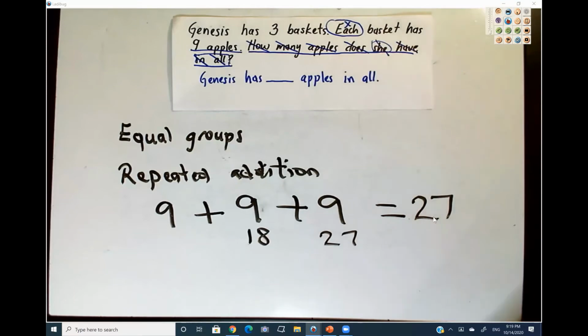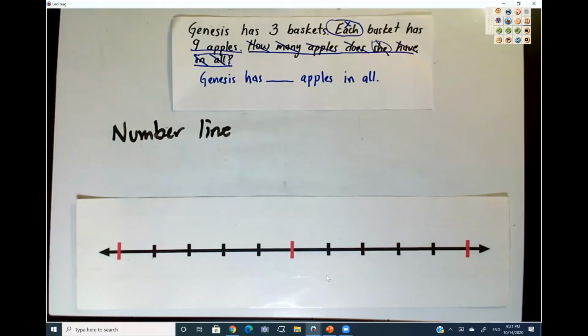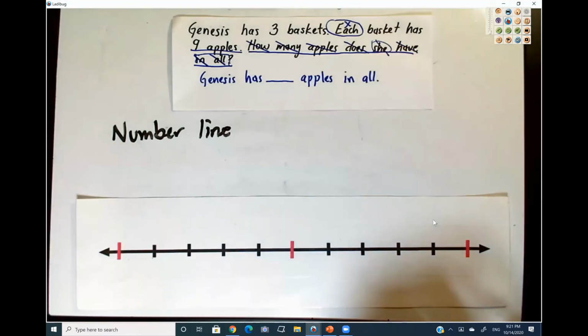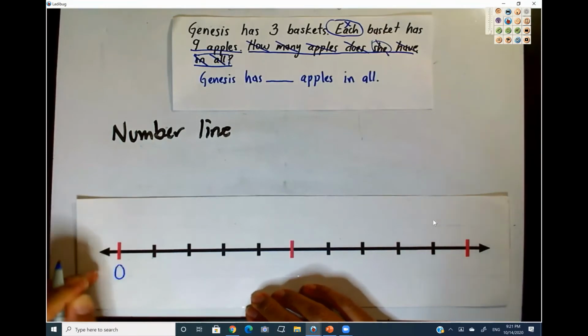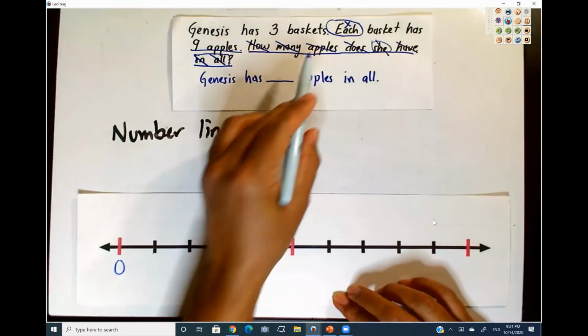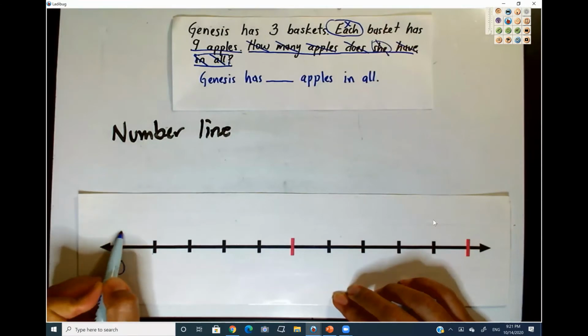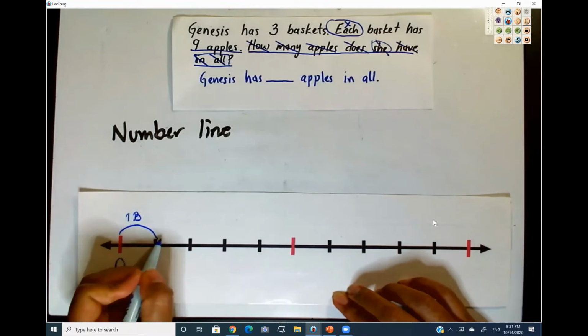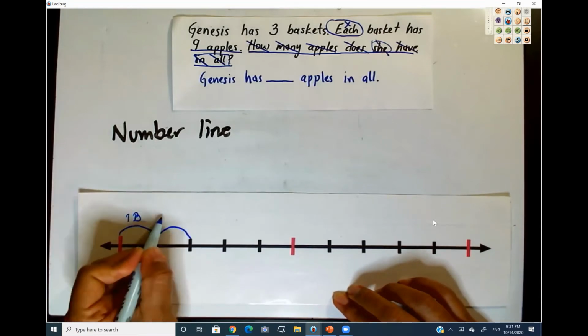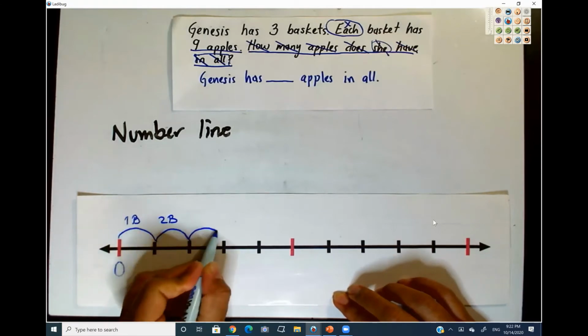Let's see a different representation. Let's solve the same problem, but this time we're going to be using a number line. So we know that we start at 0. And here it says that Genesis has 3 baskets. So the 3 baskets are going to be 3 jumps. This is going to represent 1 basket. This is going to be basket number 2. So this is 2 baskets. And the last one is going to be the 3 baskets.